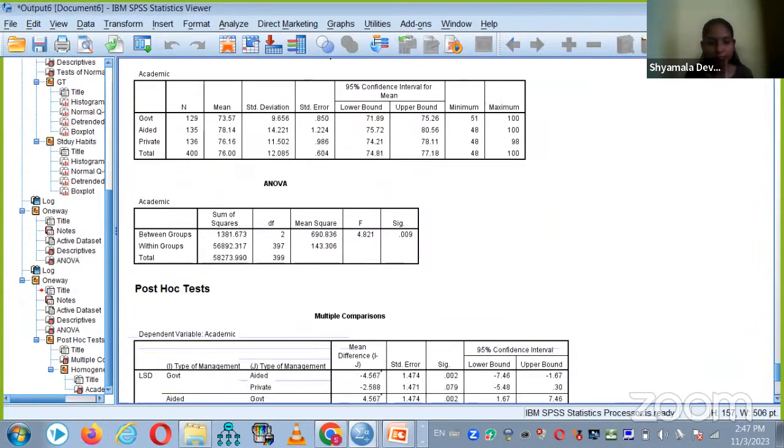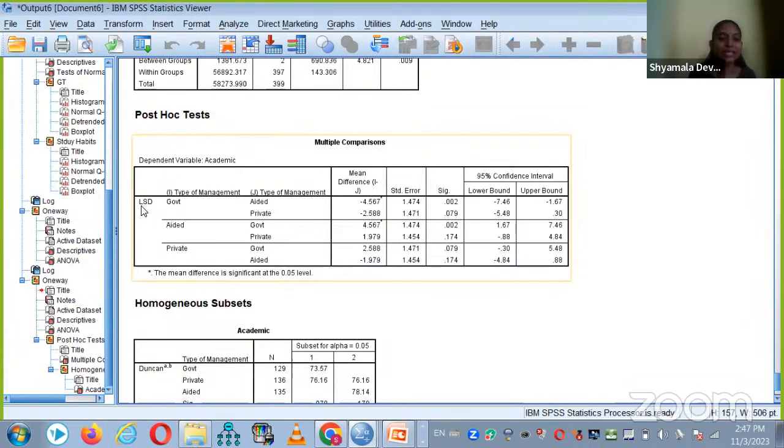Now let's check the post hoc table. See. So this is the LSD table and this one is for Duncan test. So first let me check for LSD. So here, this is government, right? Between government and aided, the significance value is 0.02. Okay. And between government and private, the significance value is 0.07. Similarly, between aided and government, the significance value is 0.02. That we already know, right? And between aided and private, the significance value is 0.174. And private and government, private and aided, that we already know. So this is the significance value.